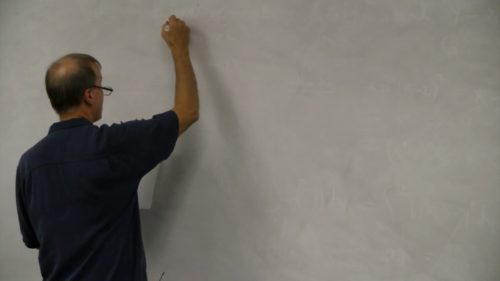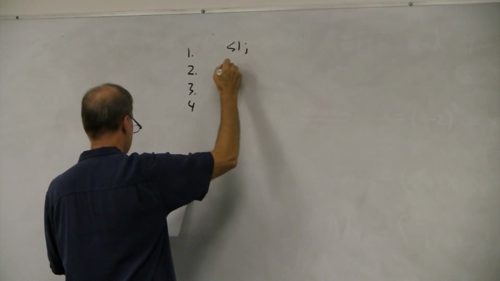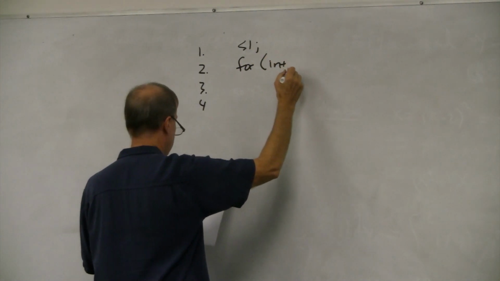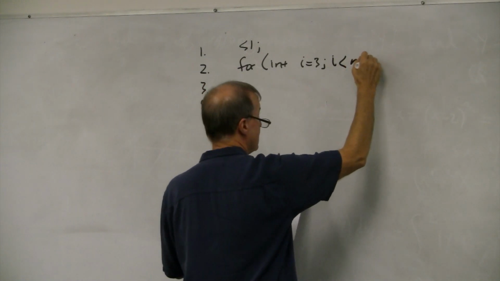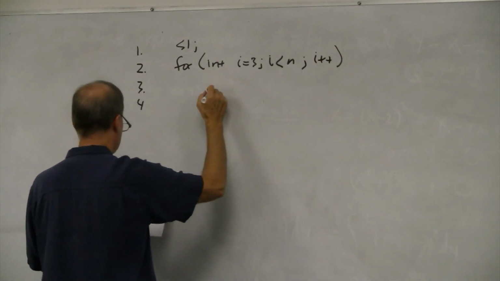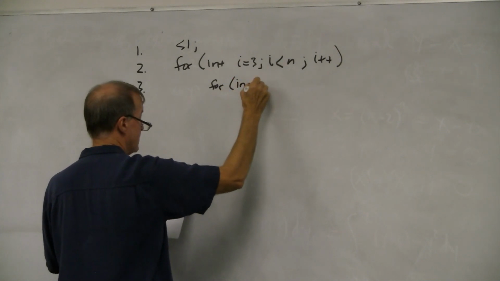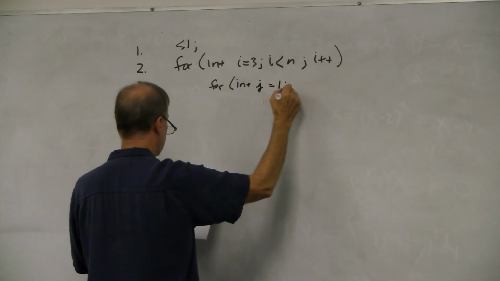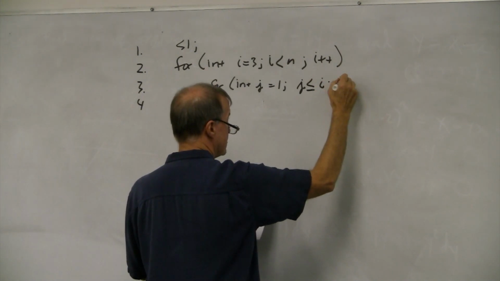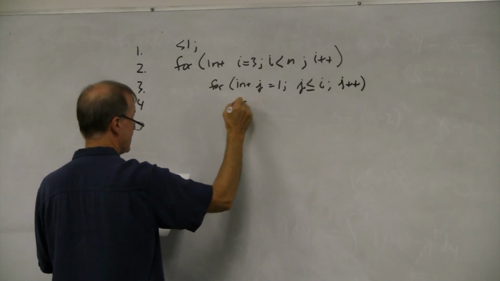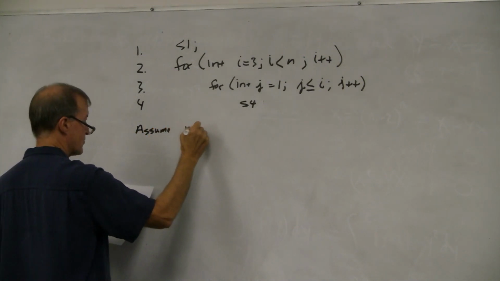Now watch this. I have a little four-stepper. 1, 2, 3, 4. Here's statement S1. Here's for int i gets 3, i less than n, i plus plus. And then indented, within that body we have a for int j gets 1, j less than or equal to i, j plus plus, and here's just some statement S4. And we can assume that n is greater than 3.